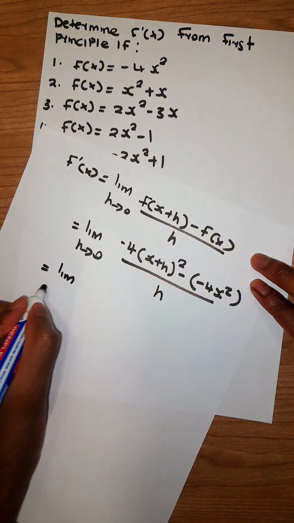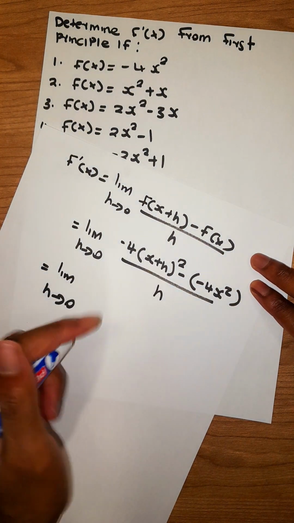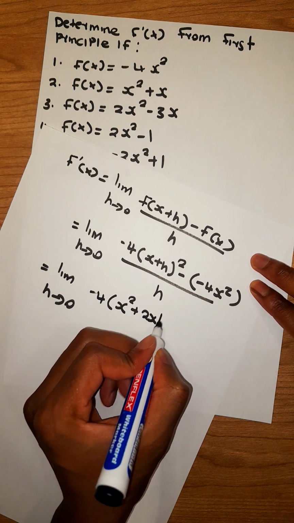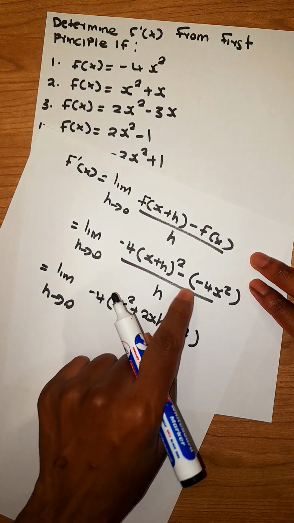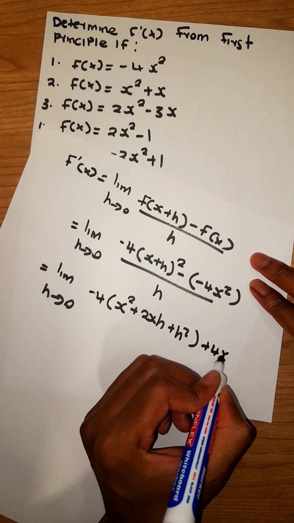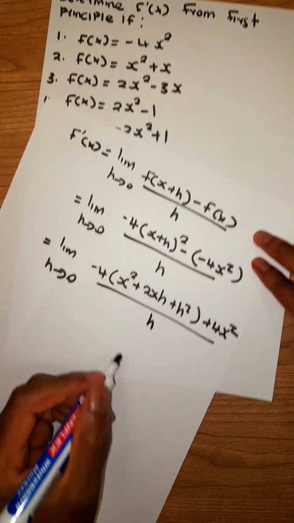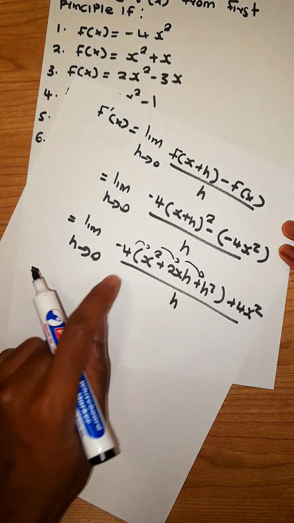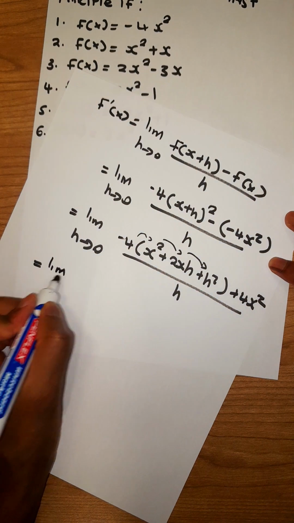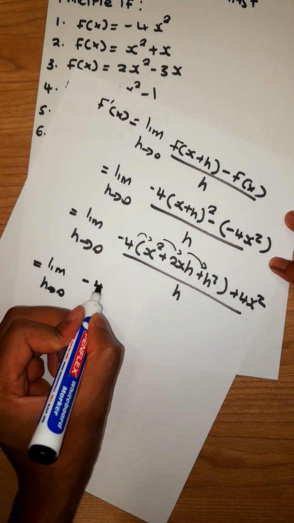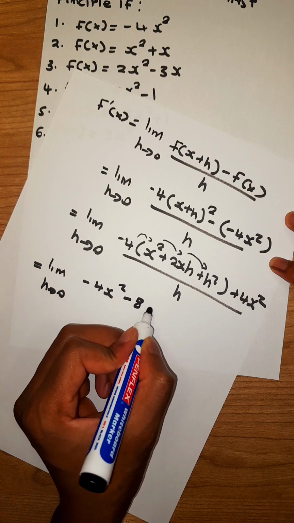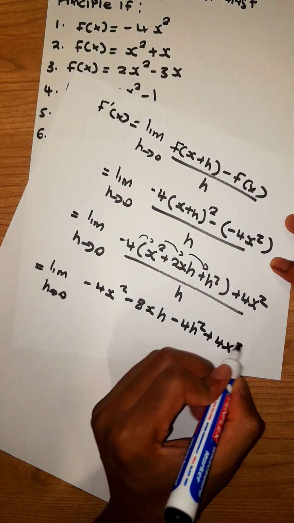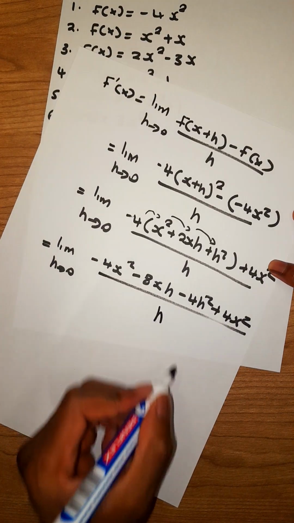So the limit as h approaches 0, I need to expand this. If you expand this, you're going to find it is going to be x squared plus 2xh plus h squared. Now this is just going to give you positive 4x squared, and then you're going to divide this one by h, right? And then you're going to times the entire thing with minus 4. So the limit as h approaches 0, it becomes minus 4x squared minus 8xh minus 4h squared plus 4x squared, and then you're going to divide the entire thing by h.